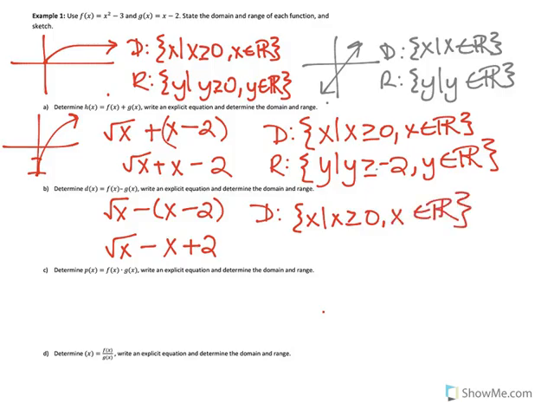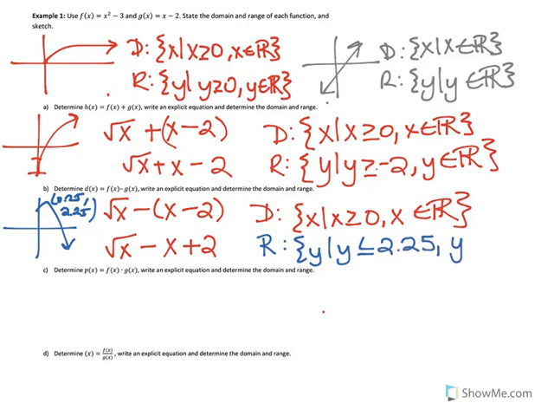If you type this one into Desmos, however, it looks like this, and it goes up a bit first. So this point right here is at 0.25 and 2.25. So if you type that into Desmos, you should get that graph, and it'll help you find your range to know that it's going to be less than or equal to 2.25.